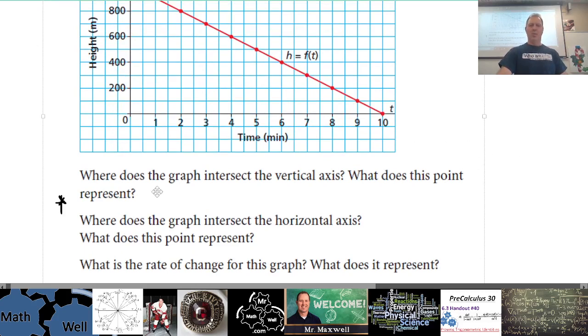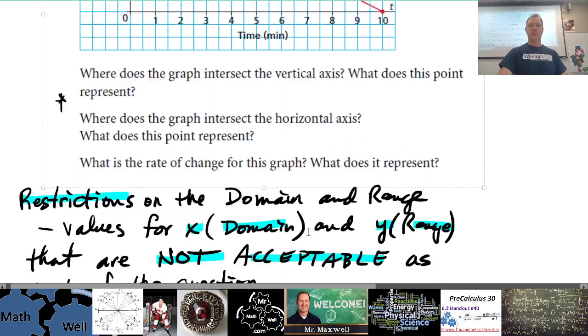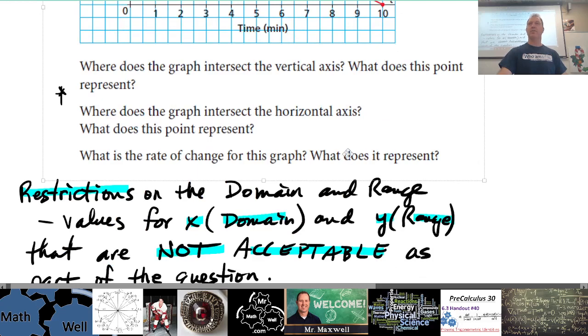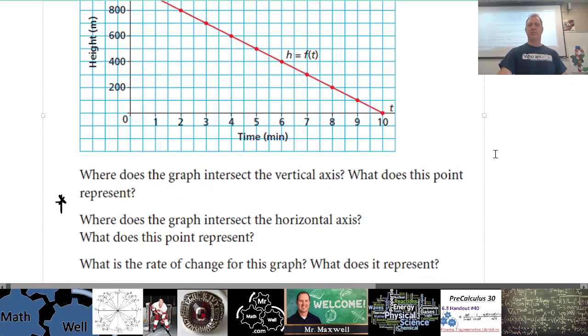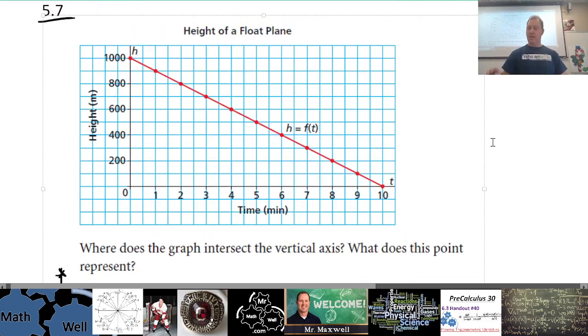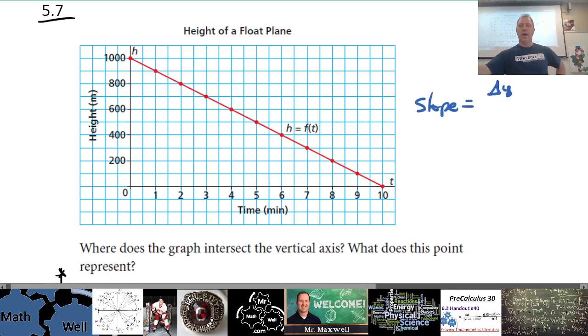Okay. Where does the graph intersect the horizontal axis? We talked about that one. What is the rate of change of this graph? And what does it represent? So remember, the rate of change is the slope, right? Now the slope, we recall, equals the change in y divided by the change in x for any 2 points.